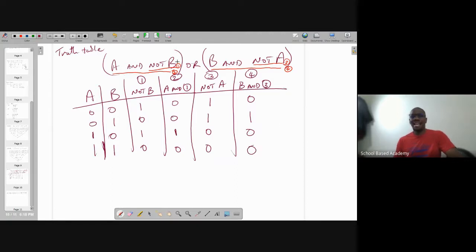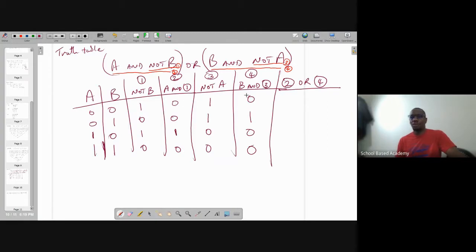And now the final thing is to join everything together. The result that you get from 2 and the result that you get from 4 using an OR. So the last column will take the value of column 2 and join the value of column 4 using an OR. So what are we going to get here? We're going to get the value of column 2 and the value of column 4 using an OR.